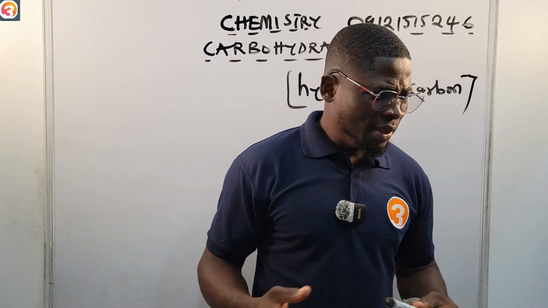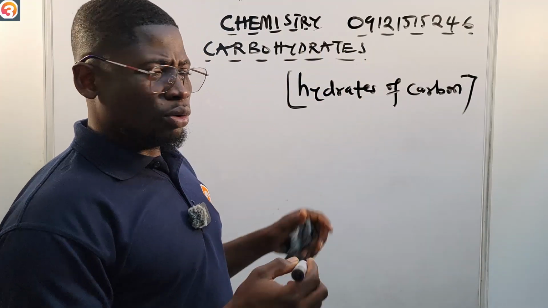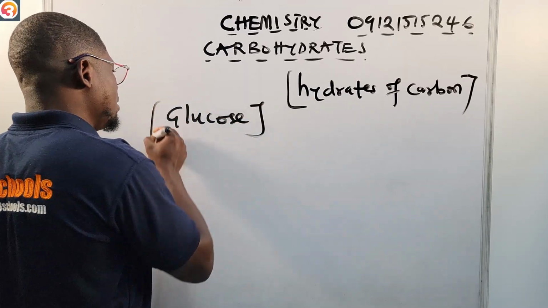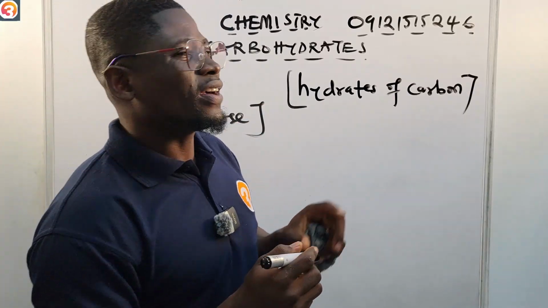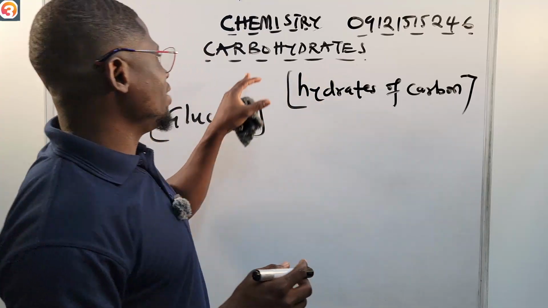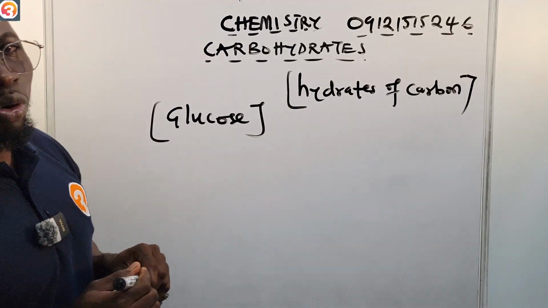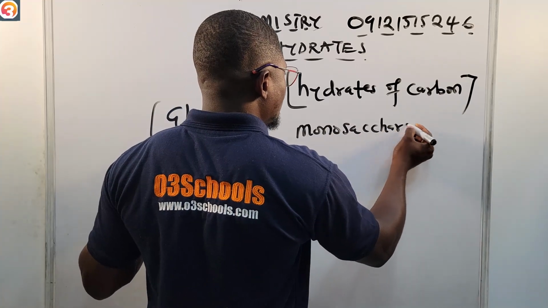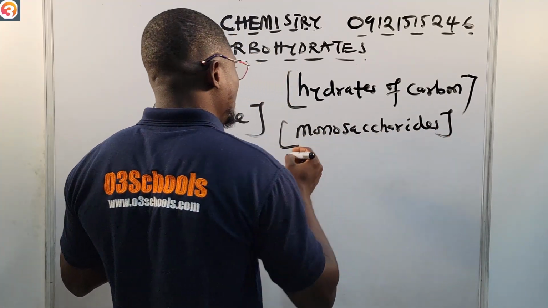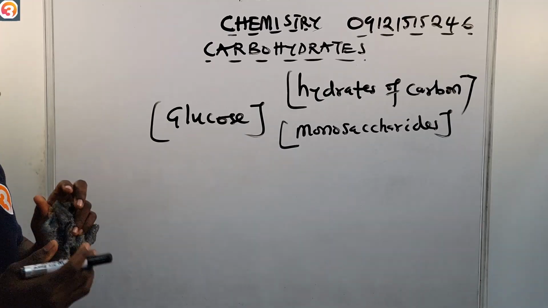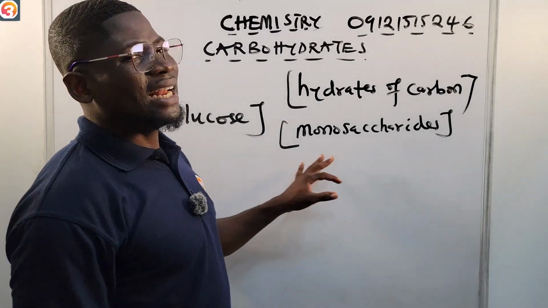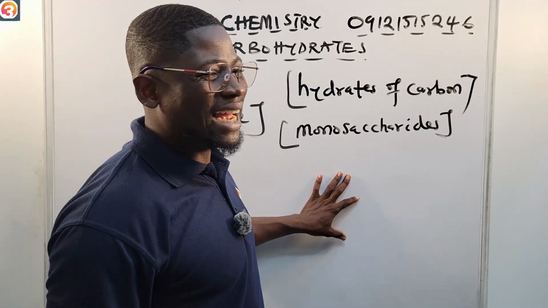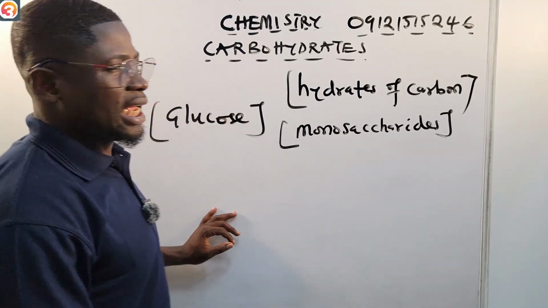And this is why. Basically, we know glucose, right? Glucose is one example of a class of carbohydrates that we know as monosaccharides. We'll soon talk about the classification of carbohydrates. Glucose is an example of a class of sugar that we know as monosaccharide. They are simple sugars. They are the simplest sugars that you can encounter.